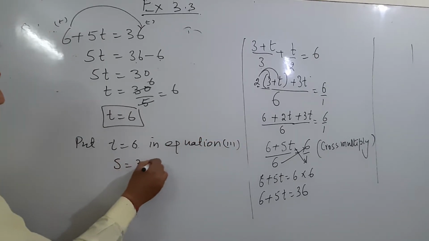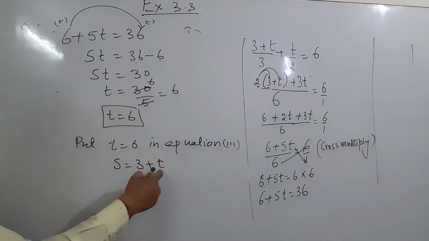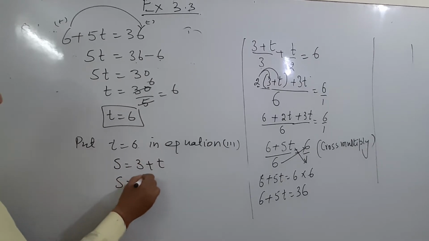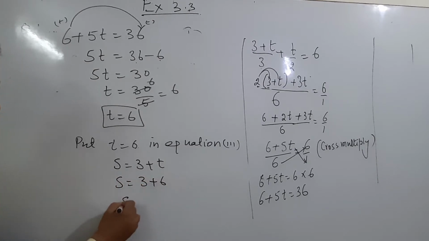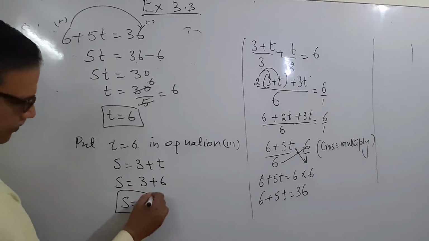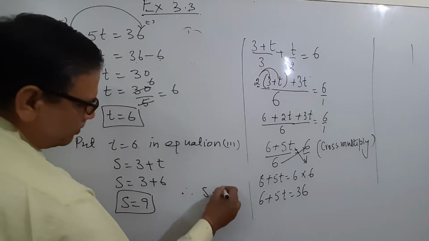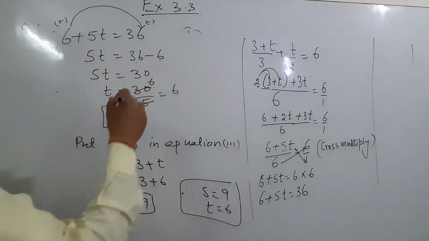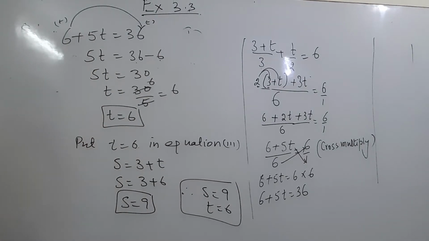S is equal to 3 plus t, and this t is equal to 6. So S is equal to 3 plus 6. S is equal to 9. Therefore, S is equal to 9 and t is equal to 6, and this is your answer. Is it clear? And now move to the second question.